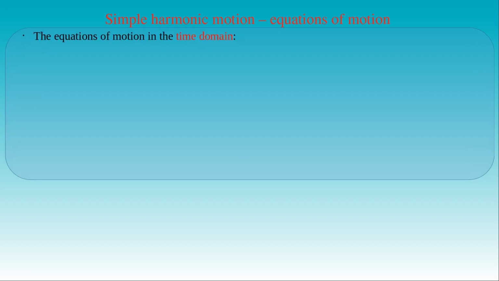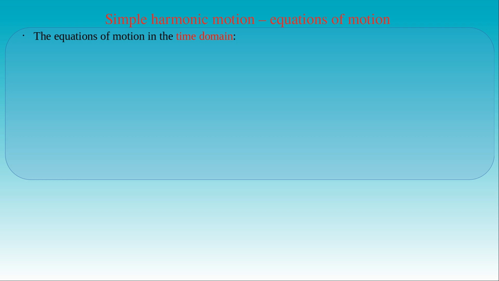Let us finish the discussion about simple harmonic motion with a summary of its equations of motion. First, we give an overview of the equations of motion in the time domain. We saw that simple harmonic motion is described with two parameters: the maximum amplitude x0 of the oscillation and another parameter, which can be the period t of a complete cycle, the frequency nu, or the angular frequency omega of the periodic motion.